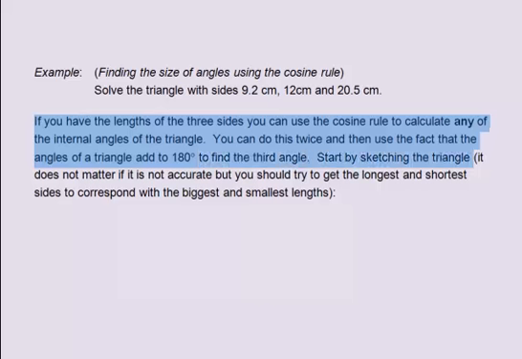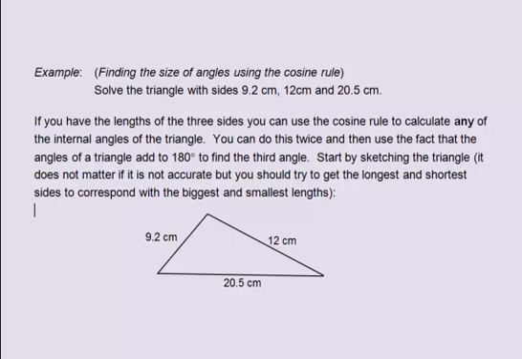Start by sketching the triangle. It does not matter if it is not accurate, but you should try to get the longest and shortest sides to correspond with the biggest and smallest lengths. Here is the triangle. The shortest length is 9.2 cm and this has been labelled the shortest side. The longest length is 20.5 cm and this is given the longest side. And the other length, 12 cm, has been labelled to the remaining side.